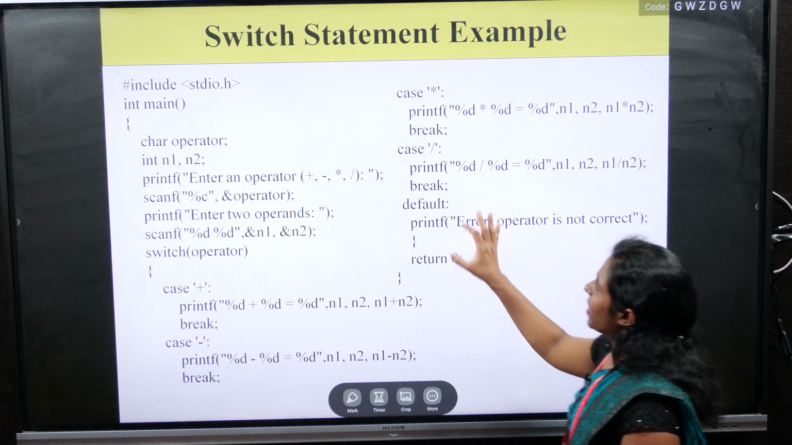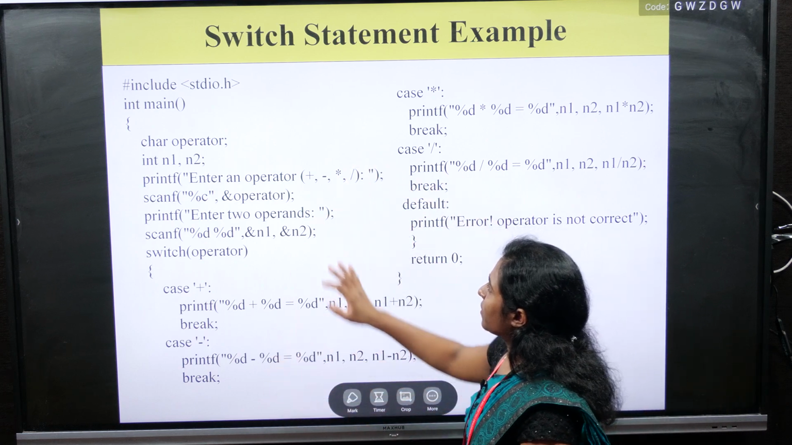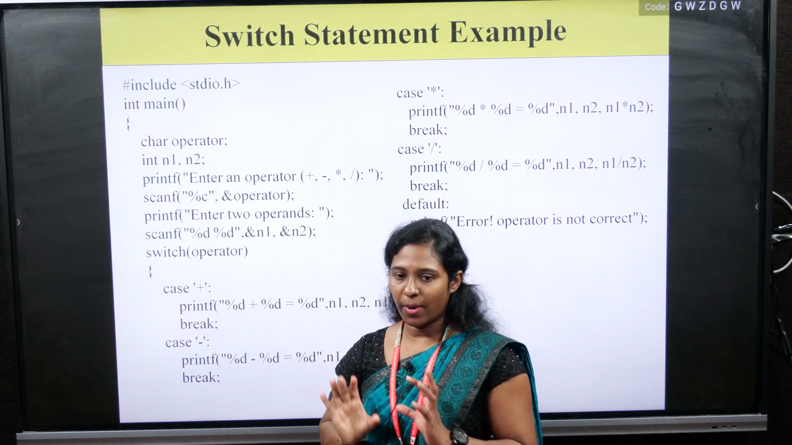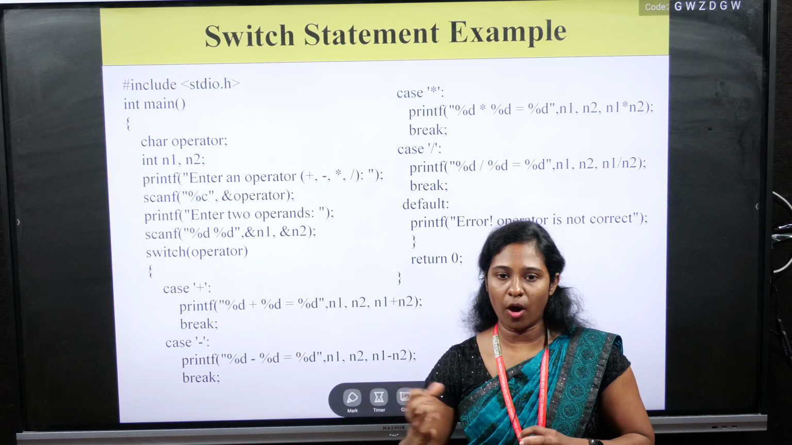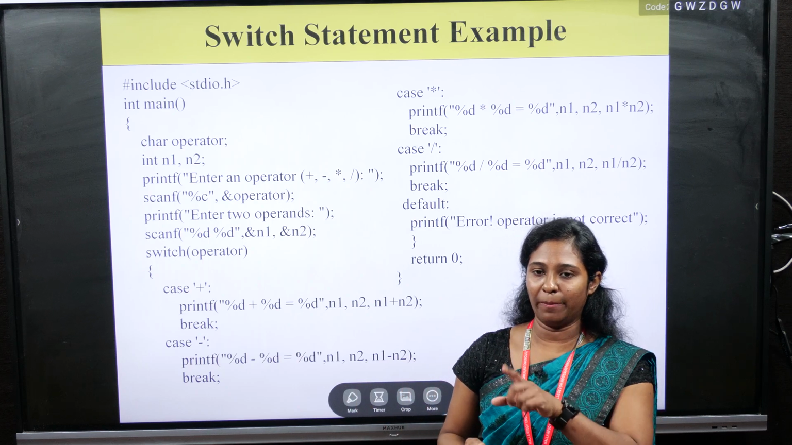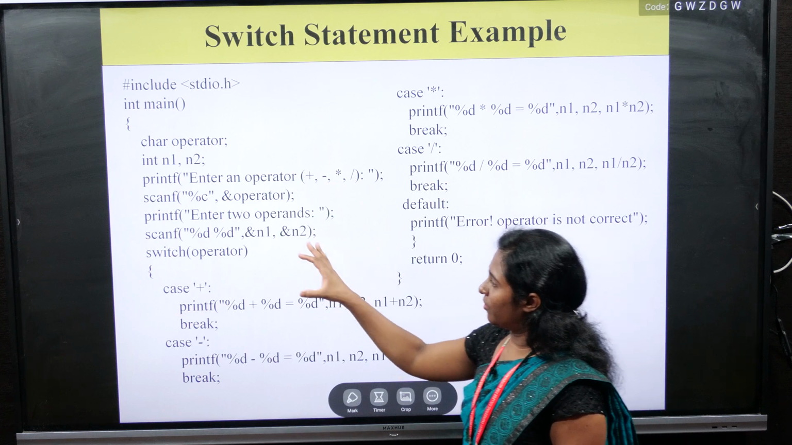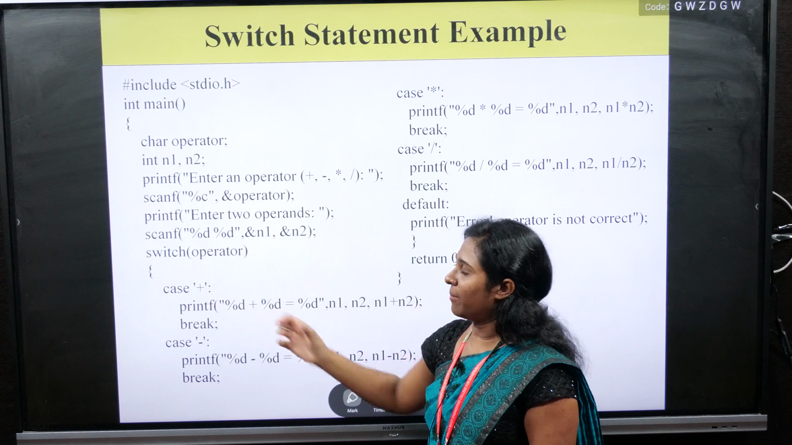So this program explains the working of a switch statement in a C program. Here, this program is about getting an operator from the user as well as 2 operands from the user, and asking the user what operation is to be performed on the operands. So using a switch statement, we are going to implement this program.